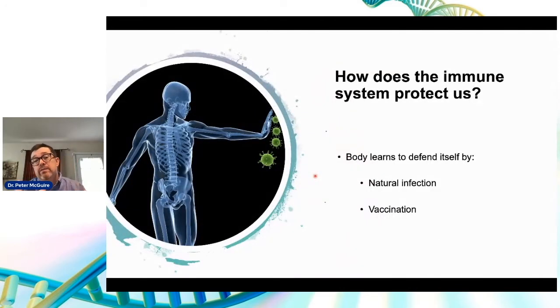So how does the immune system protect us? Well, the immune system has to essentially interact with infectious organisms, and that can be done by either natural infection or by vaccination. In this way, the immune system learns about that organism and basically how to fight that organism.